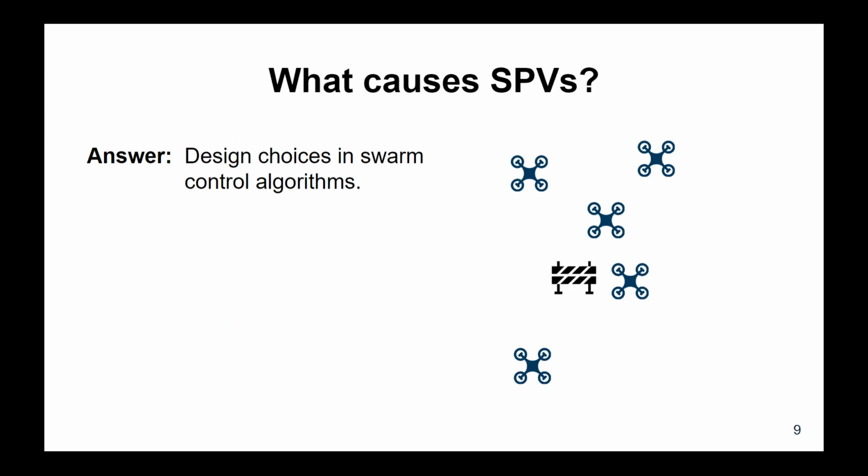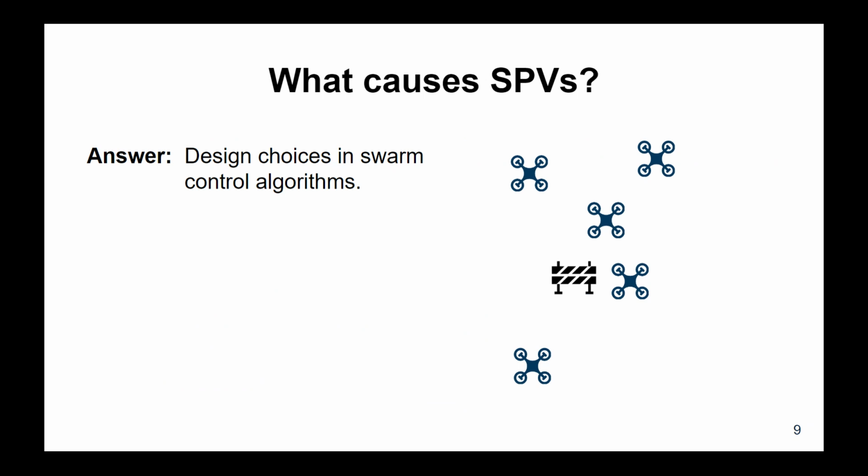We have just gone through what SPV is. Now let's see what causes SPV. It is actually due to the design choices in the swarm control algorithm. For example, here in the figure we show a swarm of 5 drones with an unpacked obstacle.